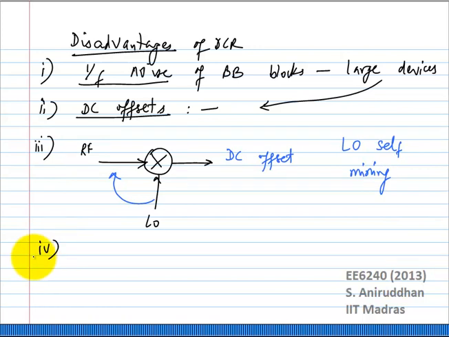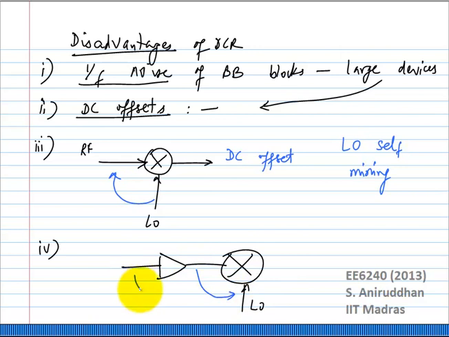Anything else? Well, the minute you say LO leakage, LO self-mixing, you can think of multiple other cases also. So for example, I have an interferer that leaks from the RF port to the LO port and then mixes together to give you a DC offset. You can think of something like that. Okay. Something like this or something like this is also possible.